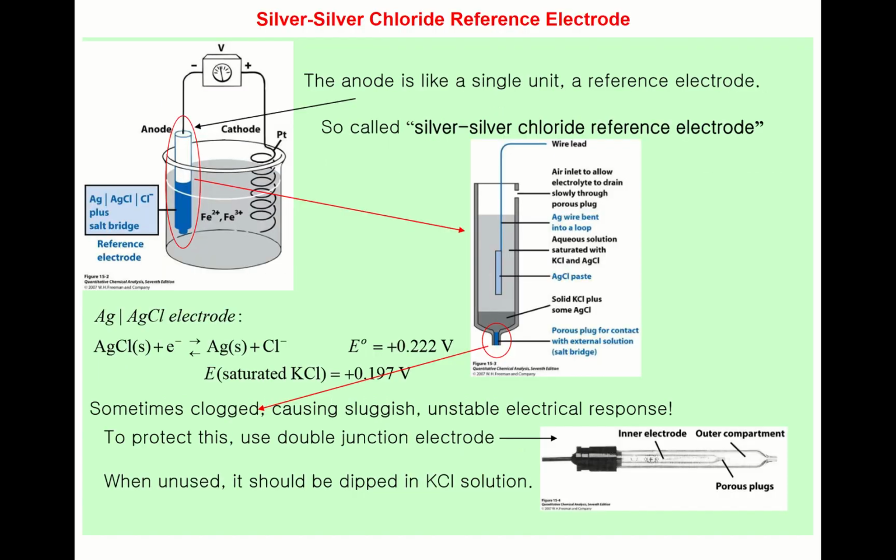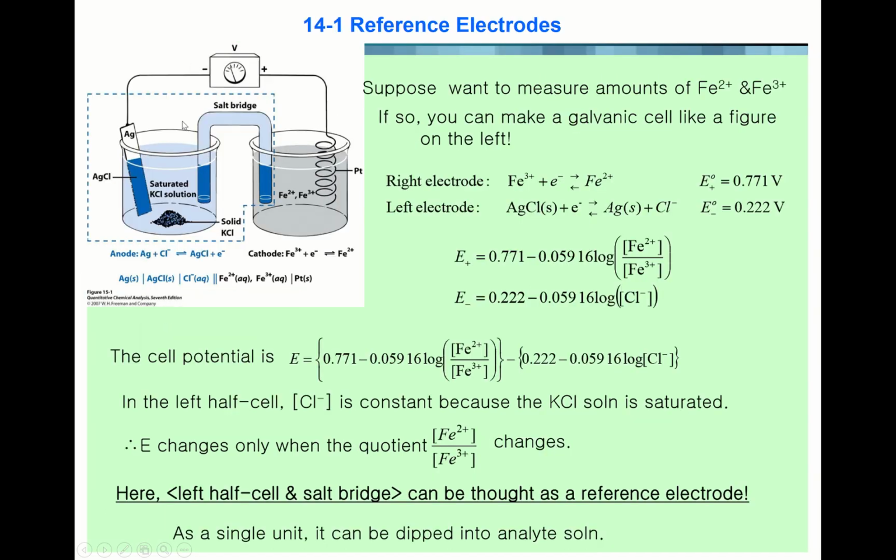So this silver chloride electrode is one of the representative reference electrodes. Why? Because it is very simple to make. So instead of setting up like this, this part covered by the blue dashed line is the reference electrode, and it can be made very simple.